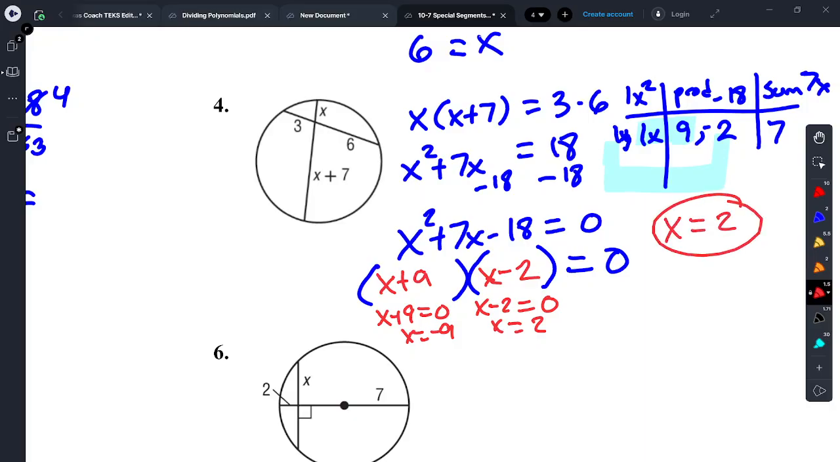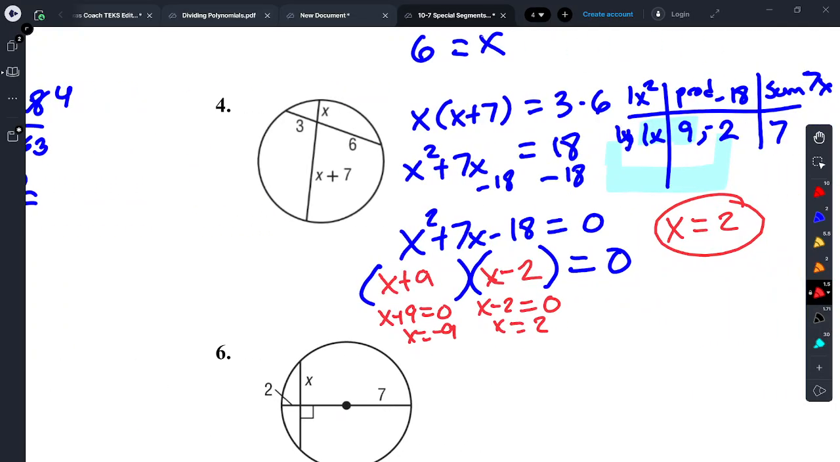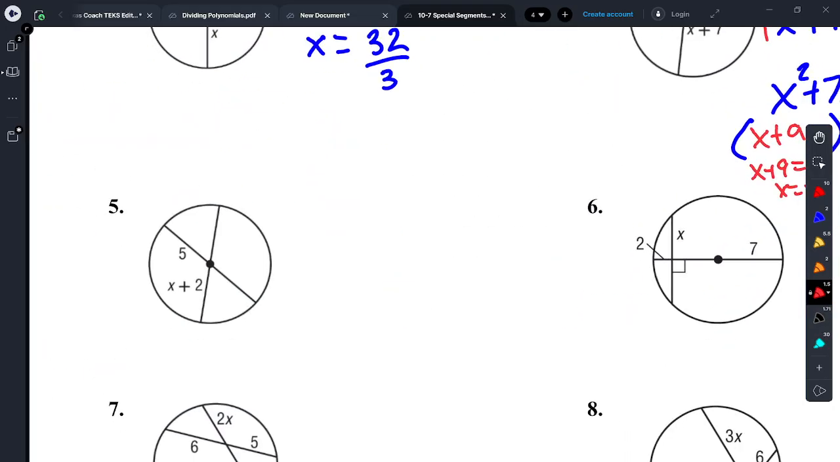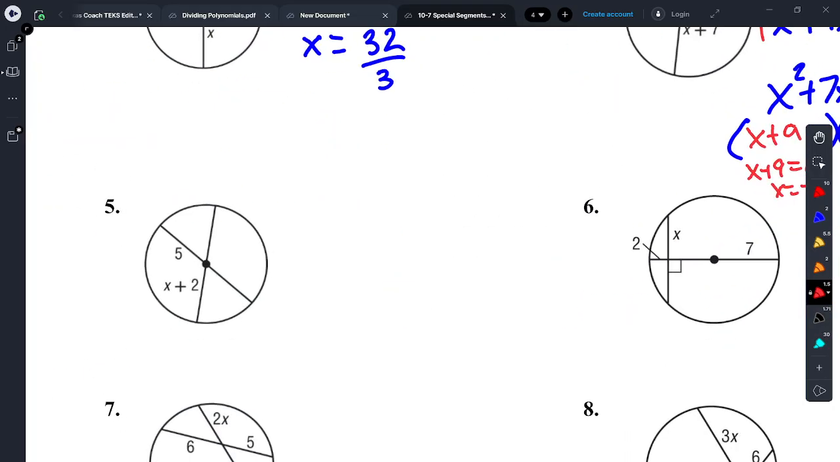Say it again? No. Yeah. Well, they could get worse if this coefficient's not 1, right? Yeah. All right. Next one, 5. Looks hard, but it's actually quite easy.